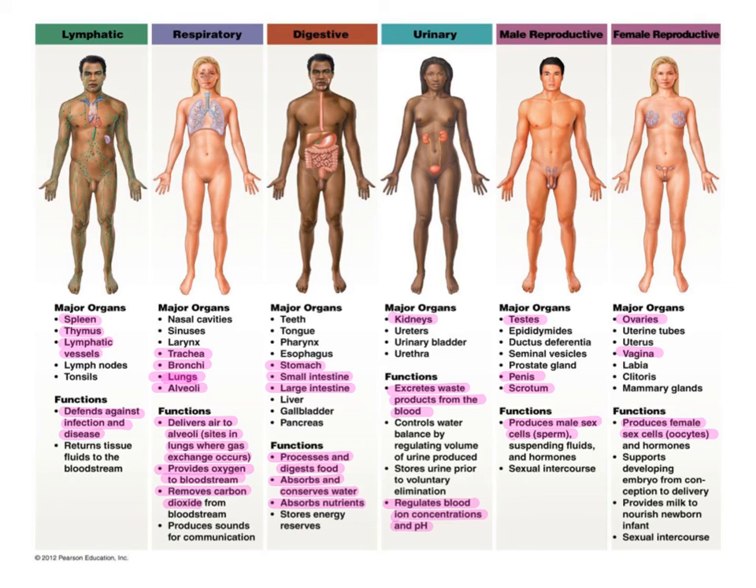The respiratory system, which would include the lungs, the bronchi, alveoli, trachea, and the major function would be to deliver air to the alveoli, and that's the place where gas exchange is taking place. The next would be the digestive system, and the major organ would be the stomach, and the major function would be to process and digest food. The urinary system, where the major organ would be the kidneys, and the major function would be to excrete waste products from the blood. Then the reproductive system, if we go to the male reproductive, the major organ would be the testes, and the major function would be to produce male sex cells, sperm. And then last but not least, the female reproductive system, where the major organs would be the ovaries, and the major function would be to produce the female sex cells or the oocytes or the eggs.